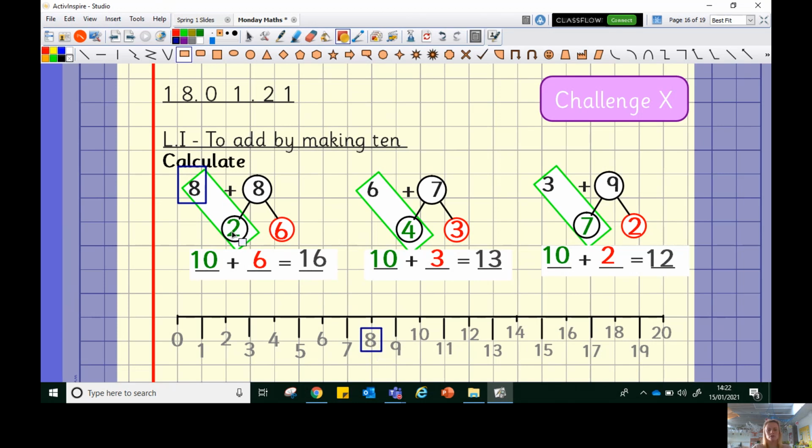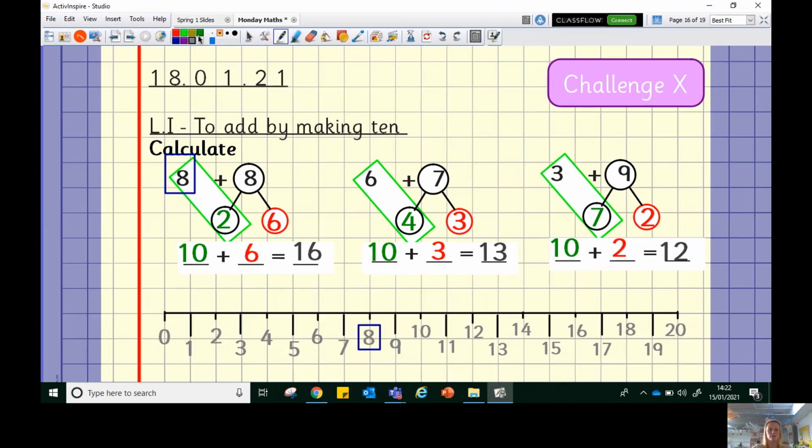Then you counted on 2. Okay, so I'm going to use my pen. I'm going to use my green pen now because I counted on 2. So I'm going to go 1, 2, plus 2. Okay, and then I counted on 6. Do you see that? So I'm going to go 10 to 16.